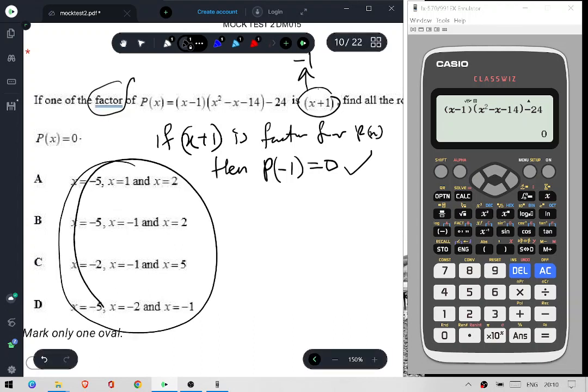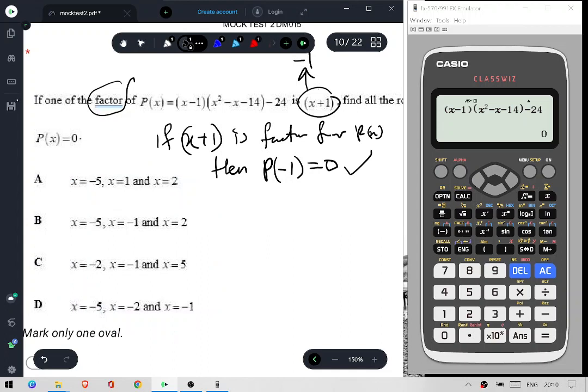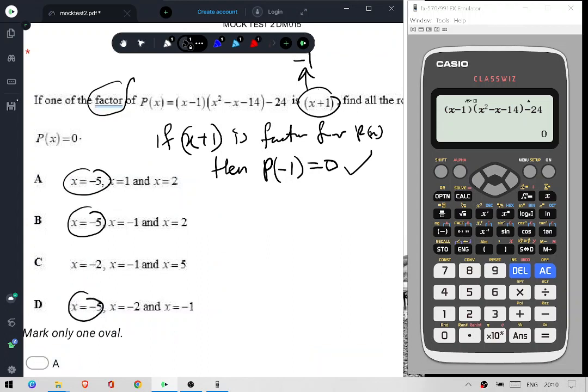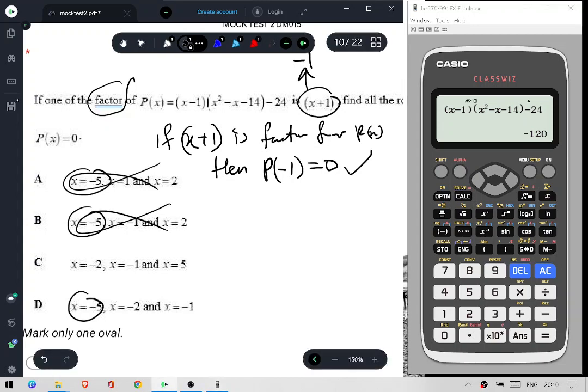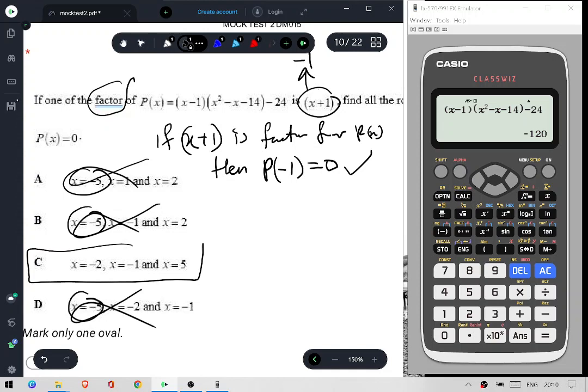Kita nampak the number over here kan? Just gantilah. Cuba kamu tengok sini. Minus 5. We want to verify whether minus 5 is the 0 for the polynomial. So what to do? Key in sahaja. Tekan calculate lagi sekali, and then key in minus 5. 0 tak? Minus 120. So this is not the 0. So A is not the answer, B is not the answer, D is not the answer. So the answer clearly C.